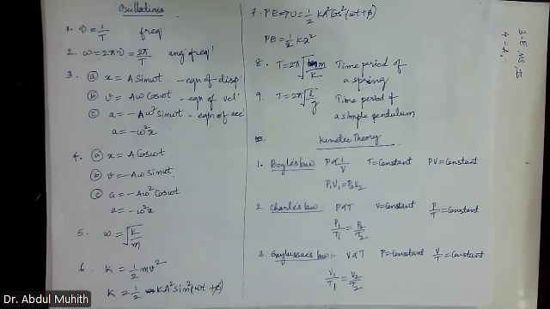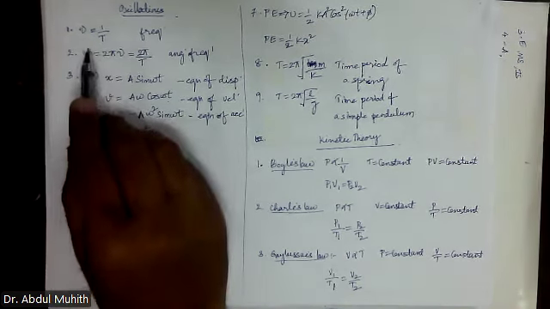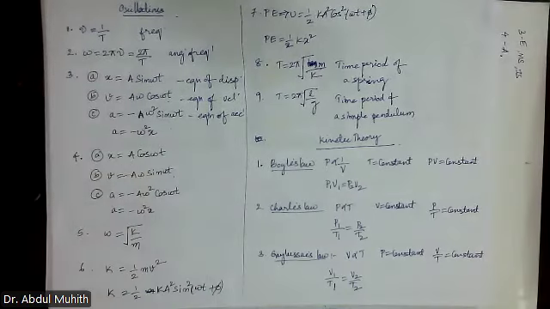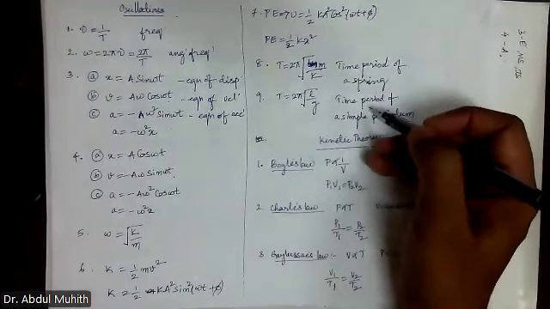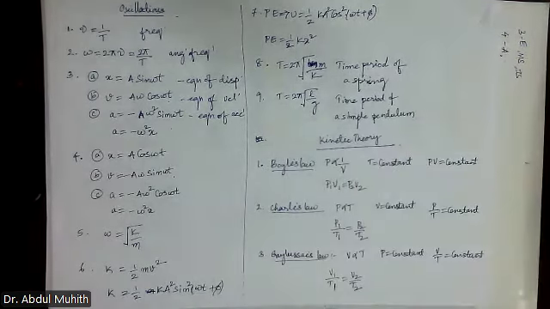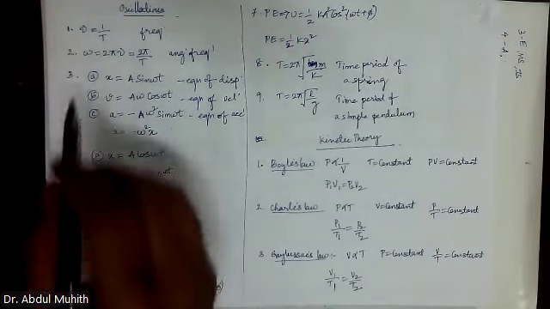Now, see, in the oscillations chapter, we don't have many derivations. There are only two derivations: the time period of a spring and the time period of a simple pendulum. Only two derivations will come, and one is the energy stored in a simple harmonic oscillator.